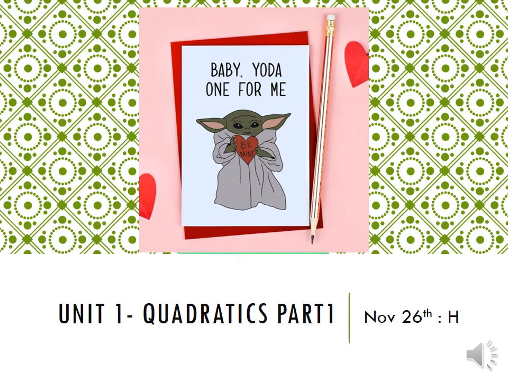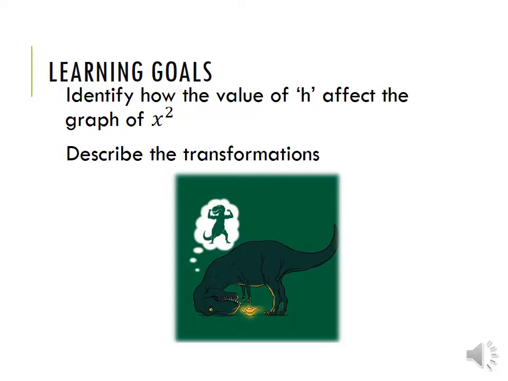Good morning, everybody. November 26th, and we are continuing with Quadratics Part 1. Yesterday we looked at A and K for our vertex form. This morning we're going to take a look at H. So our learning goal is just to identify how H affects the graph of x squared, and then continue with describing the transformations.